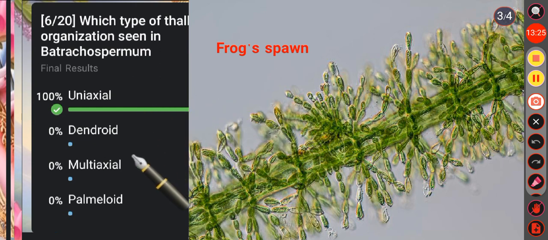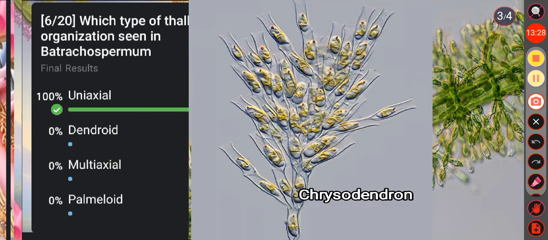Then see the other option, that is the dendroid. What is the dendroid form of thallus organization? Here the colony looks like a microscopic tree. The number, shape and size of the cells is indefinite. A mucilaginous thread is present at the base of each cell, and the threads of different cells are united to form a branched structure. It gives a tree-like appearance to the whole colony. So it is the dendroid form of thallus organization.